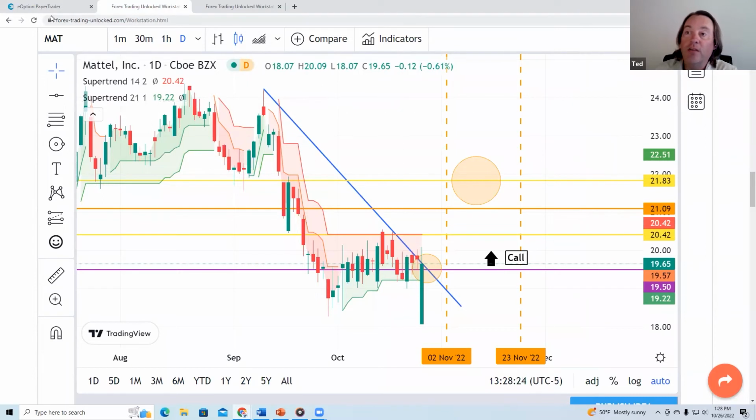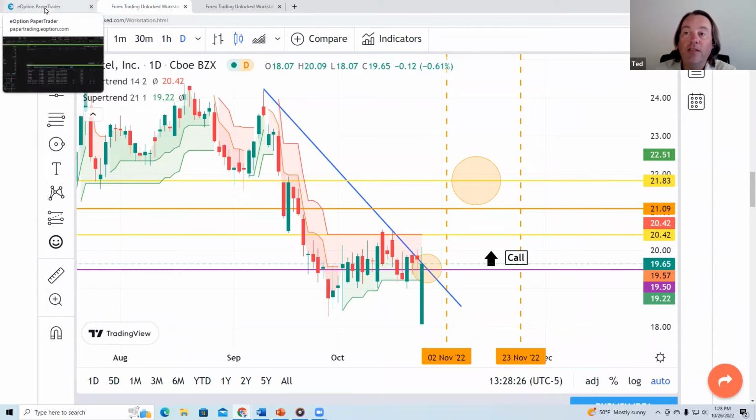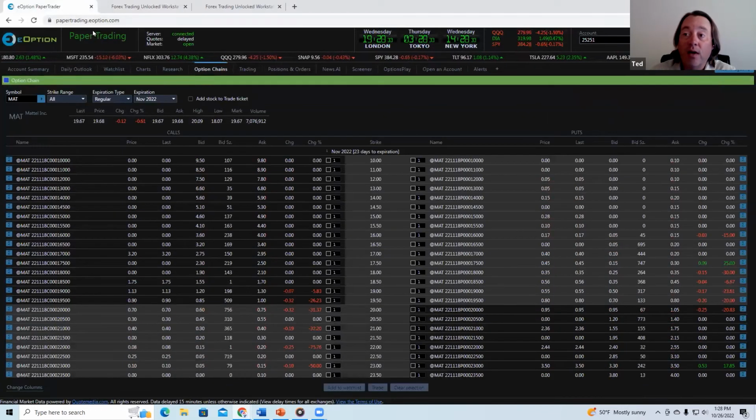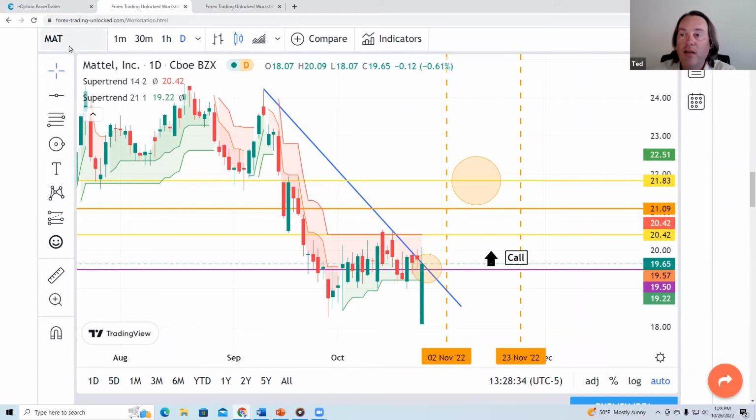So, okay, now let's move on to another example here. We had a good example of Mattel, so we're going to pull up our option chain again and start looking for another option trade. Or we could put on a put real quick. You know what? Let's see what the put example is here and look for the upside and downside potential.